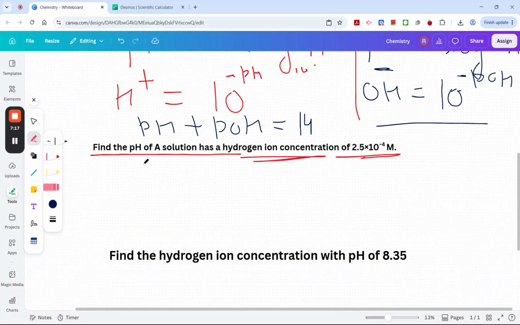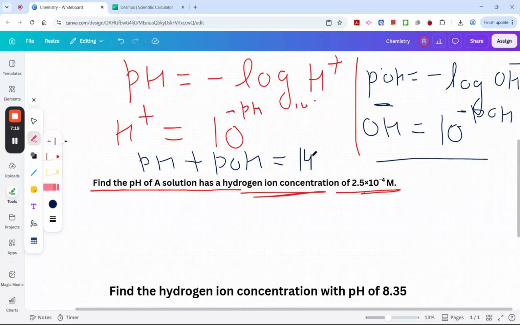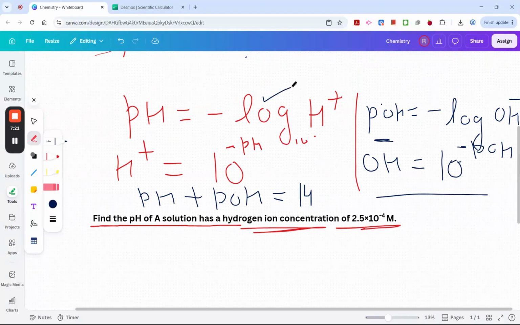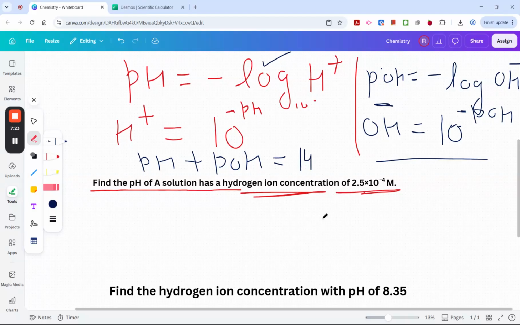Okay, let's jump to the first question. It says find the pH, with the hydrogen ion concentration given. So obviously I will go with this formula: pH is equal to negative log of hydrogen ion concentration.